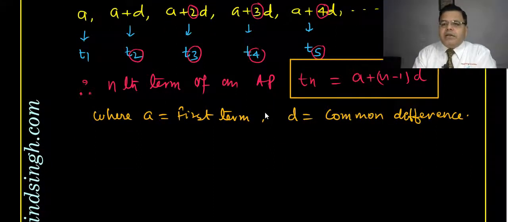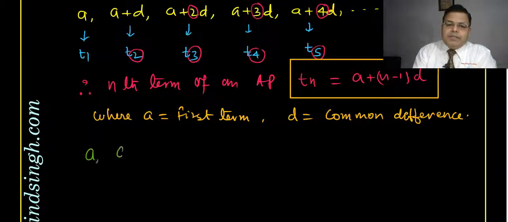So the Tn term is A plus n minus 1 into D. That is the nth term. This formula gives the nth term from the beginning. This one is called the nth term from beginning. Can we have the nth term from the end? Yes, we can have the nth term from the end as well.